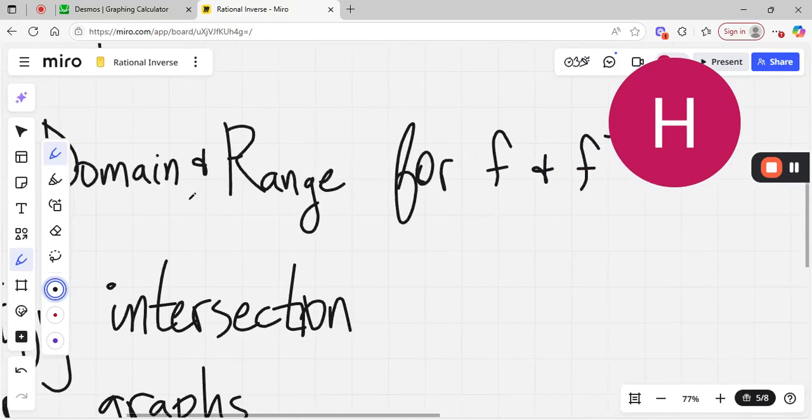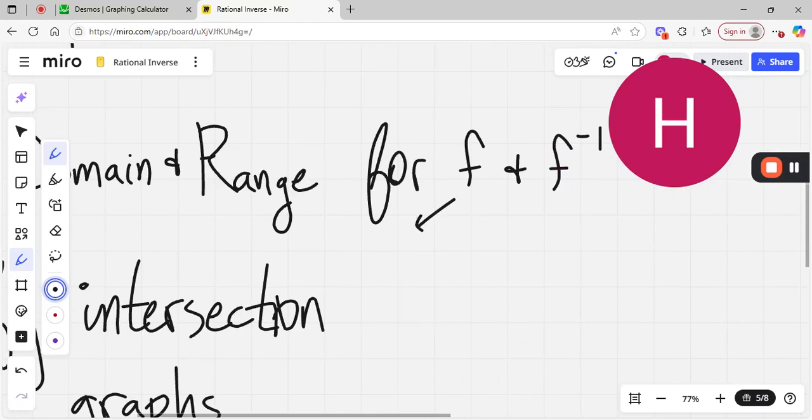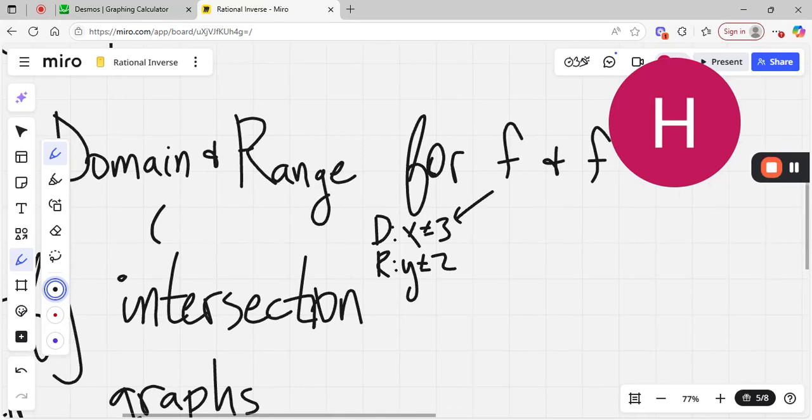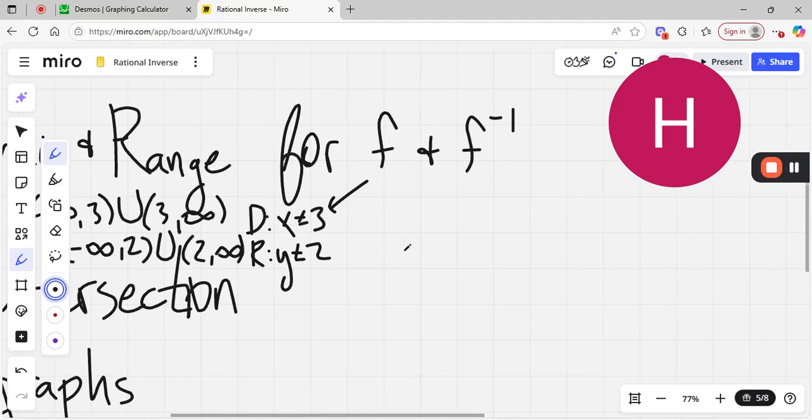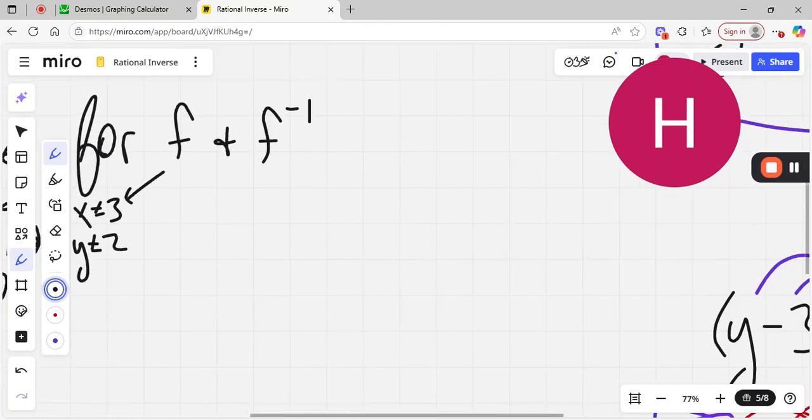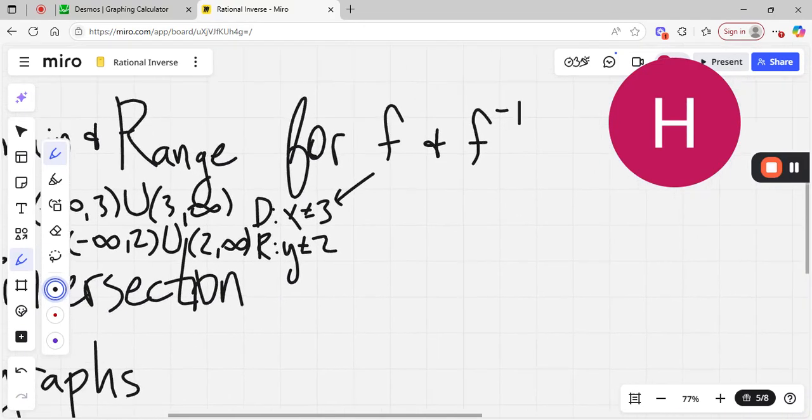So if we state the domain and range for f, we would say the domain is x does not equal 3, and the range is y does not equal 2. There are other ways to write that if you really want to. You can say negative infinity to 3, union 3 to infinity for the domain. And for the range, you can say negative infinity to 2, union 2 to infinity. If you'd like to put intervals versus simple restrictions of values, that's fine. And for f inverse, we're going to have this switched.